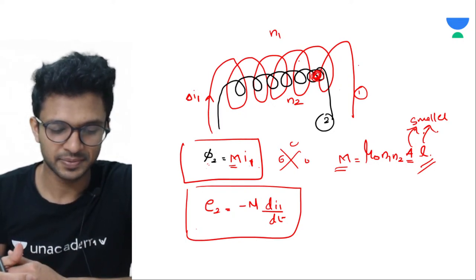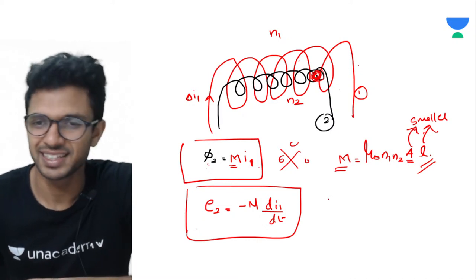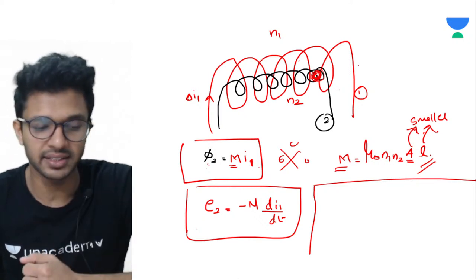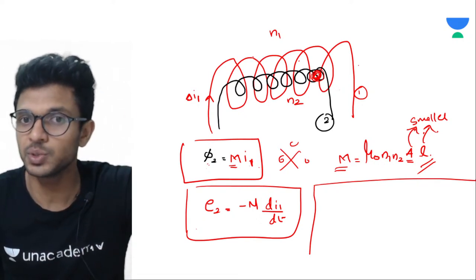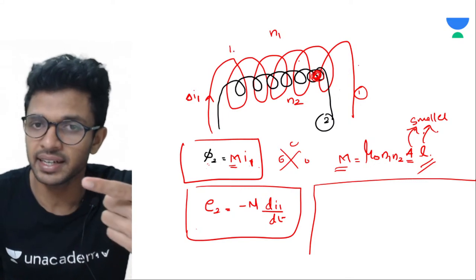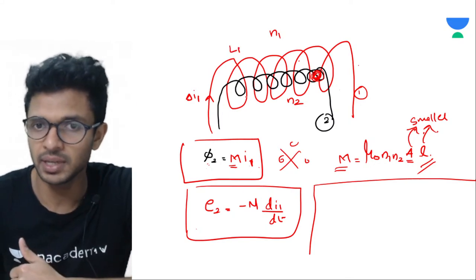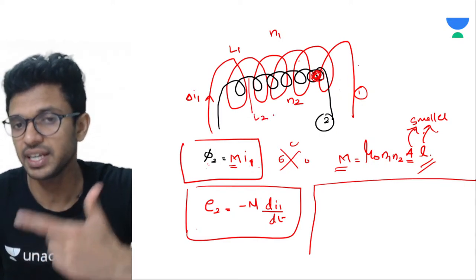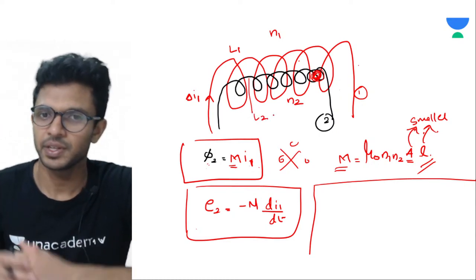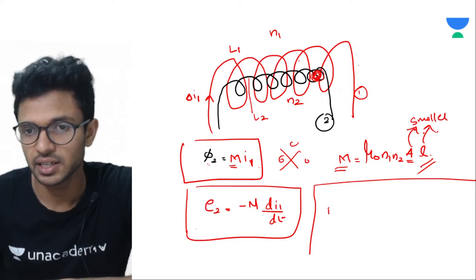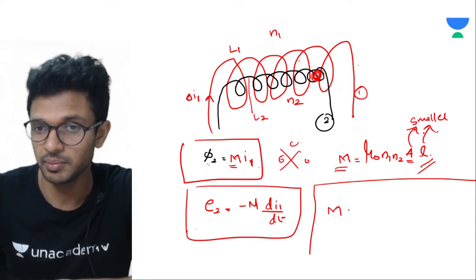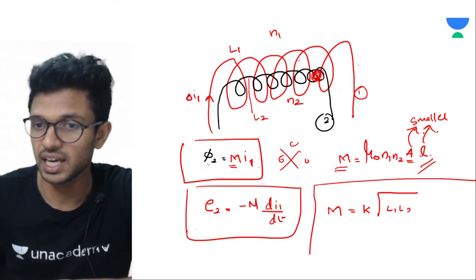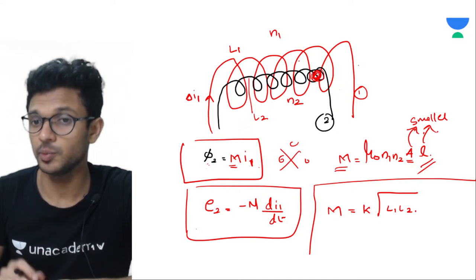Now, if you look at each coil individually, each coil is an inductor. The first coil can have an inductance of L1. Similarly, the second coil individually is an inductor and can have a self-inductance of L2. So the equation which connects the mutual inductance M between them with L1 and L2 is M is equal to K root L1 L2.